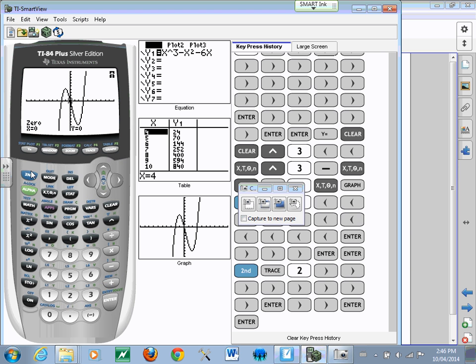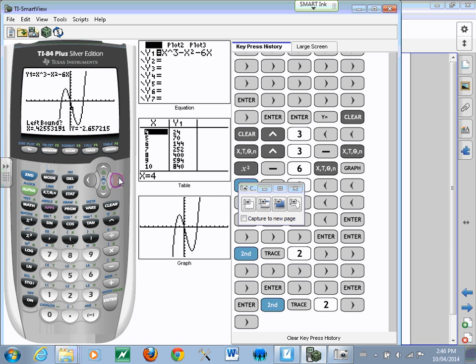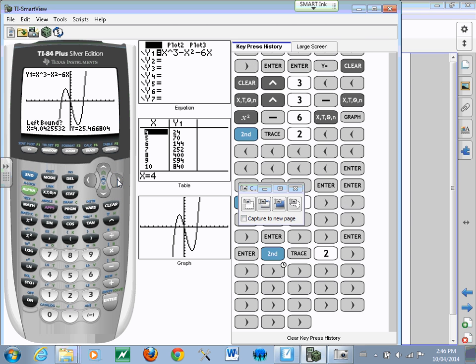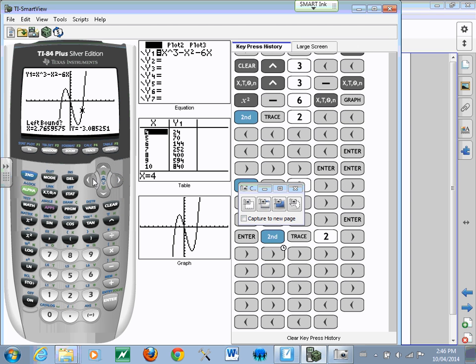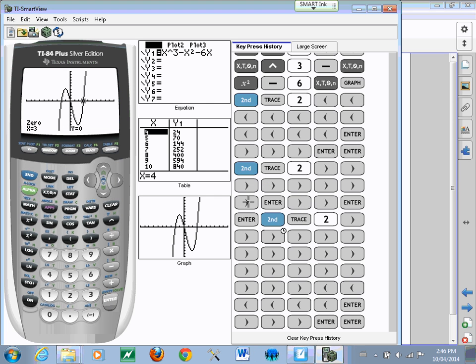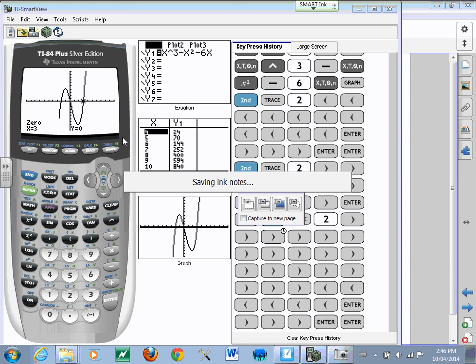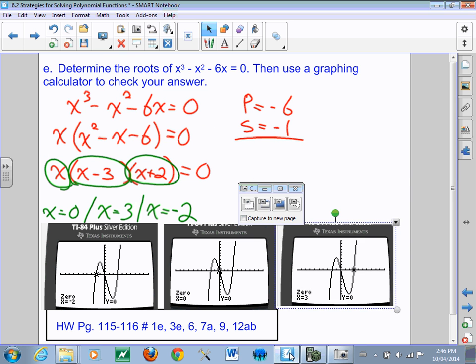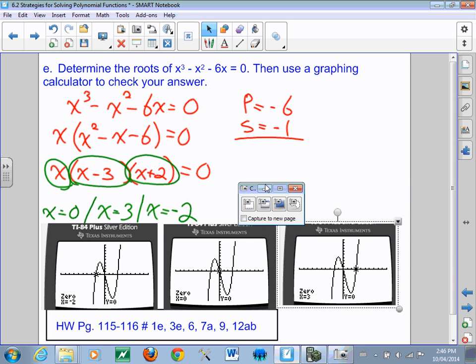Okay, and we'll do the last one very quickly. Okay, second trace, number 2. Again, I've got to get on the left bound, so I've got to go past my local minimum there, guys. Okay, oops, too far. Luckily I didn't, there. Stop, there we go. Press enter. Above, press enter. It says to guess. Okay, and there is my third 0 or third root or third x-intercept. All right. There you have it, folks.